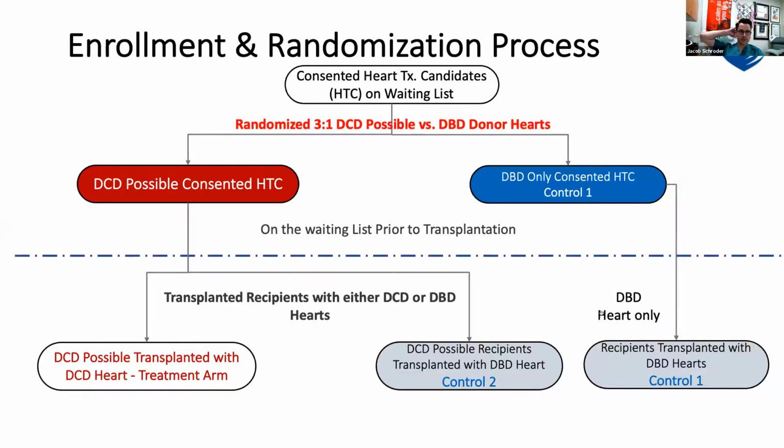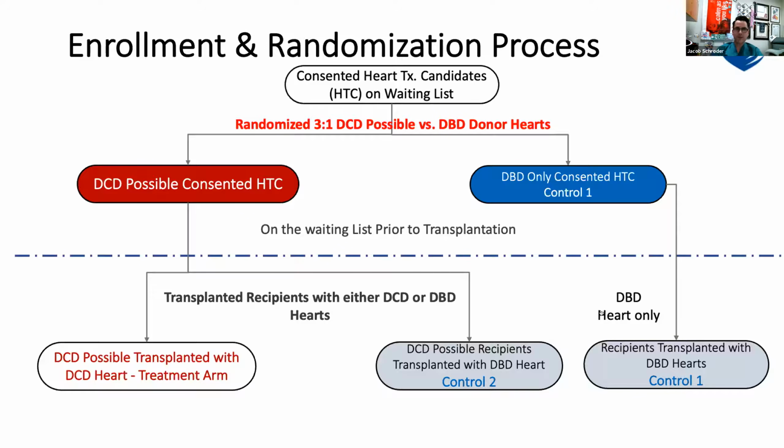So the initial randomization in this trial was 3-to-1 to the DCD possible arm. In the DCD possible arm, you could get either. Because obviously if you were in this trial and randomized to DCD, but a normal standard of care brain dead donor came up for those recipients, we're not going to turn that down.